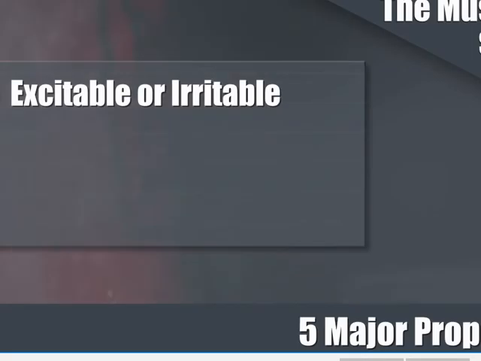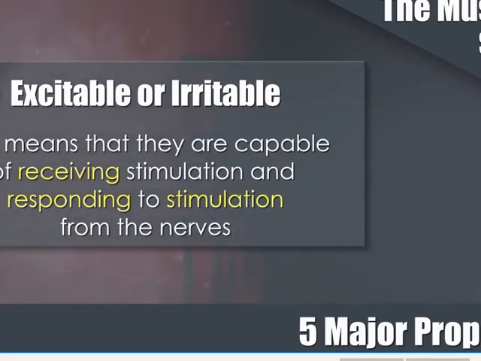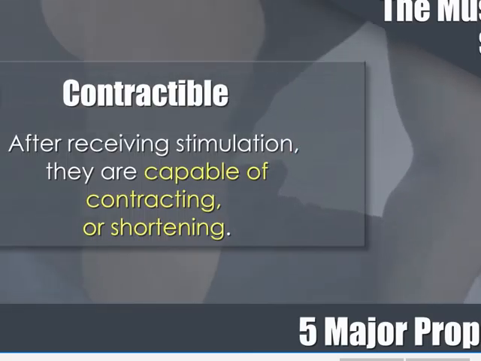There are 5 major properties to the muscular system. Number 1, muscles are excitable or irritable. This means that they are capable of receiving stimulation and responding to stimulation from the nerves. 2, they are contractible. After receiving stimulation, they are capable of contracting or shortening.